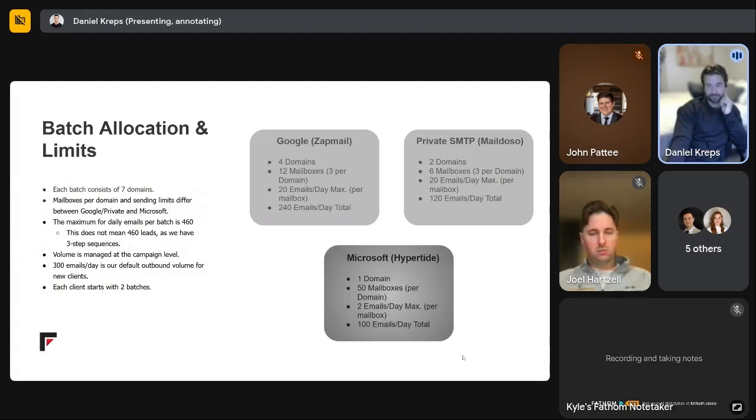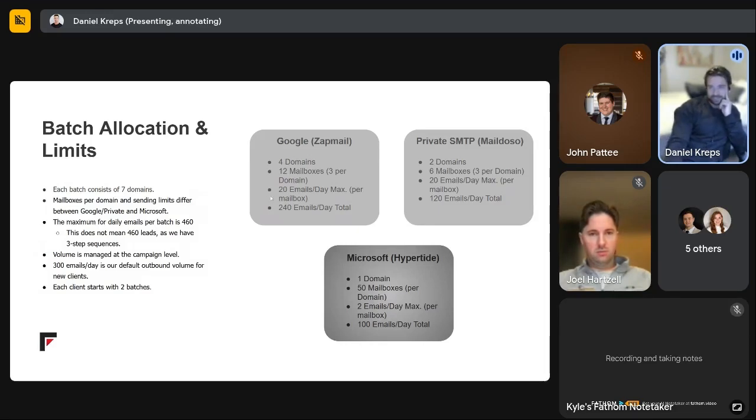Microsoft, or Hypertide, is super important because it performs almost generally better, but especially better towards Microsoft. When we treat it right, I mean, it's a complicated topic that we'll go into more in future sessions. But we need to use them, but they are expensive to use, and you have to buy them in batches of 2 domains. So we can't just buy 1 domain. When we buy them, we have to buy 2 at once. So it's a little more expensive to allocate, and we have to be smart with how we use them, because your cost per email is technically much higher than with Google or private.